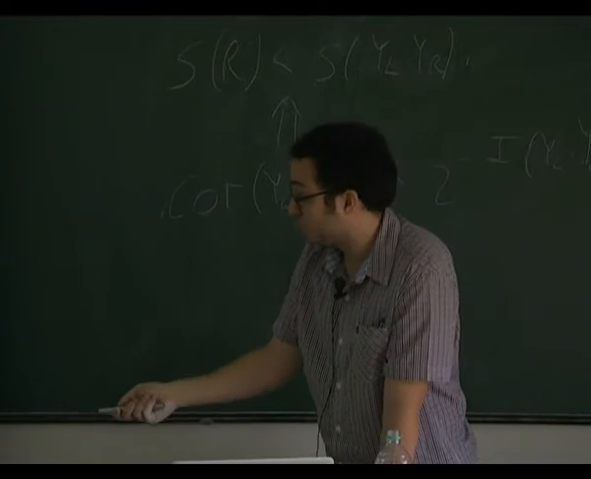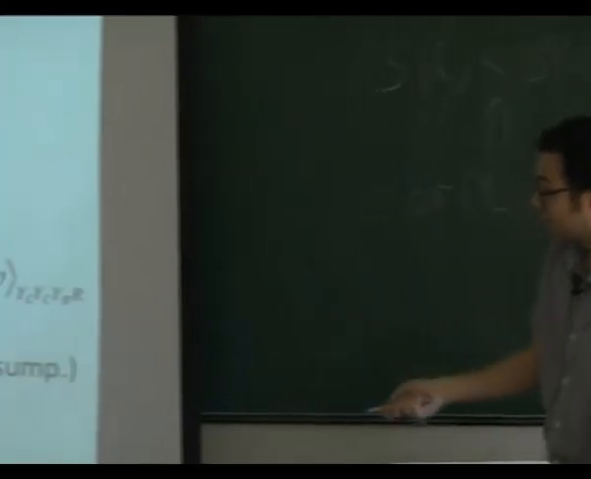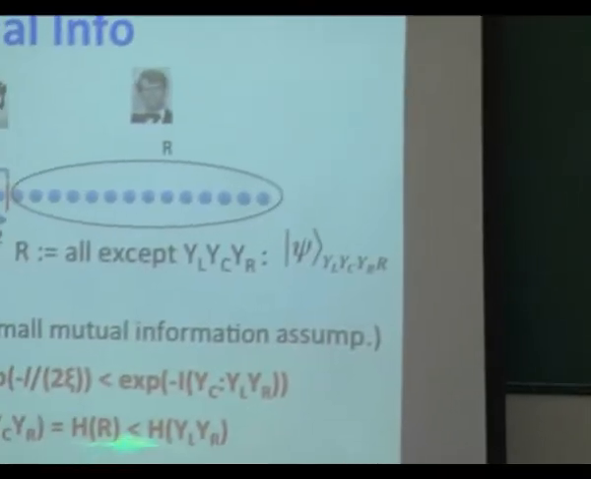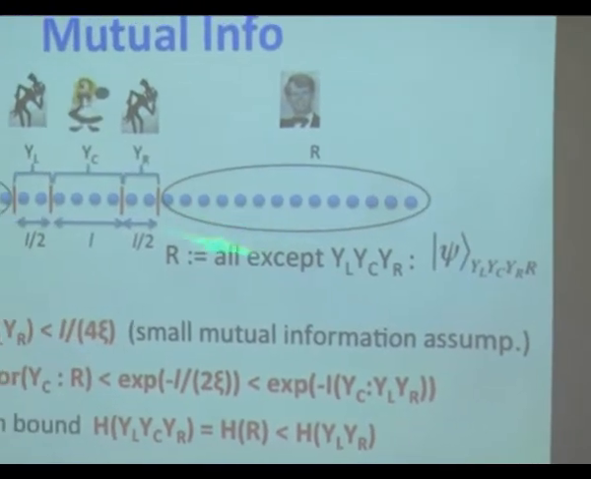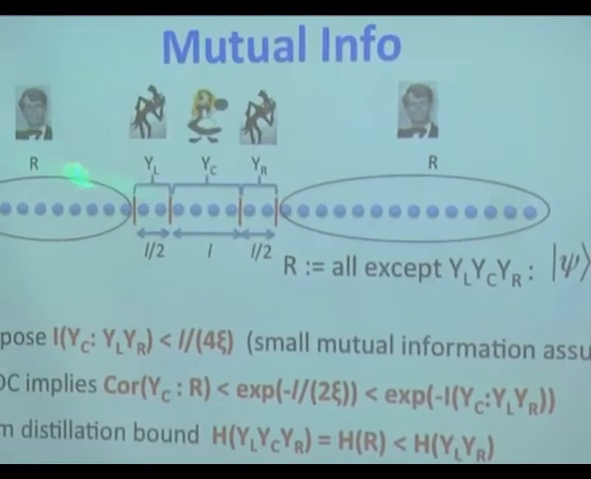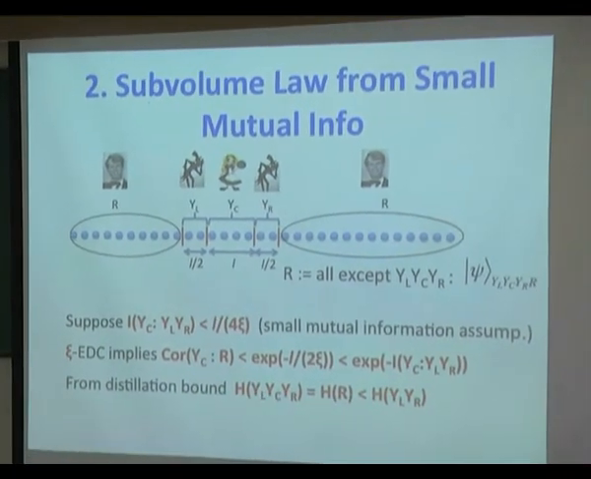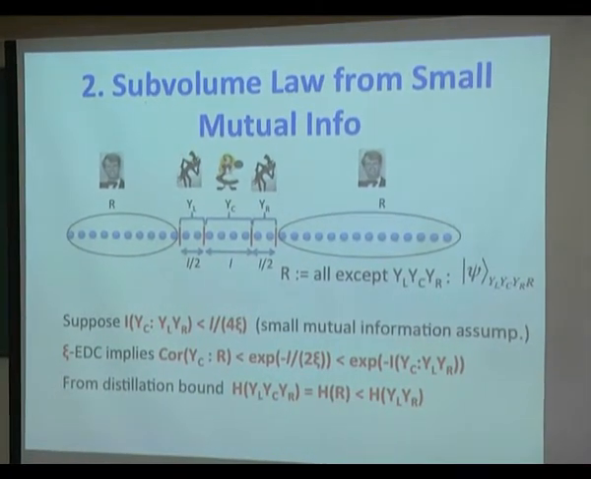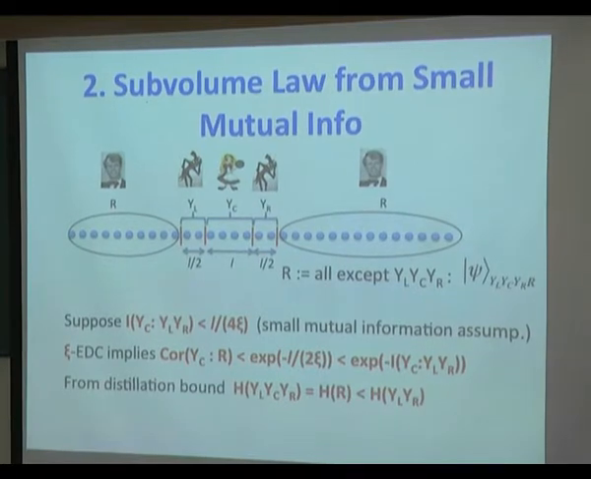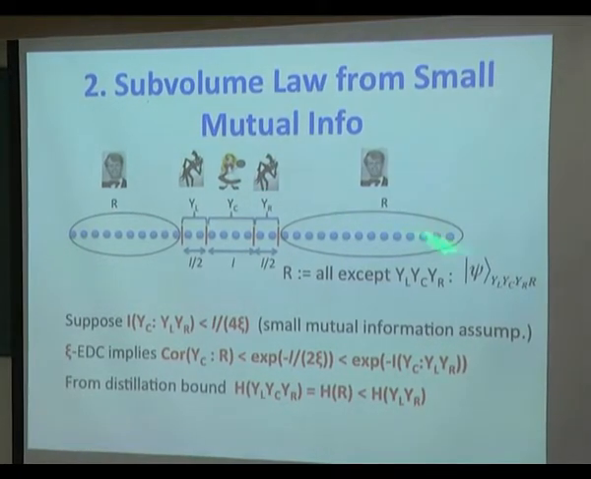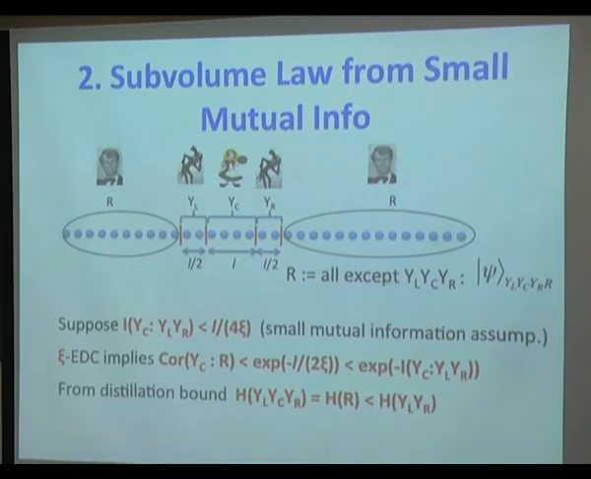But again, let's use this trick. So this is a pure state. So the entropy of R, this guy, must be equal to the entropy of the complement, right? The entropy of Y left, Y center, Y right. So we find this equation. Okay? Any question on this? Right. So we just have to shove things around and we get this relation. And now we are done, right?